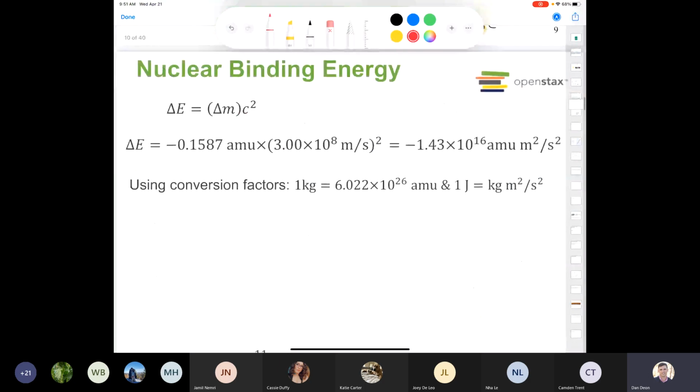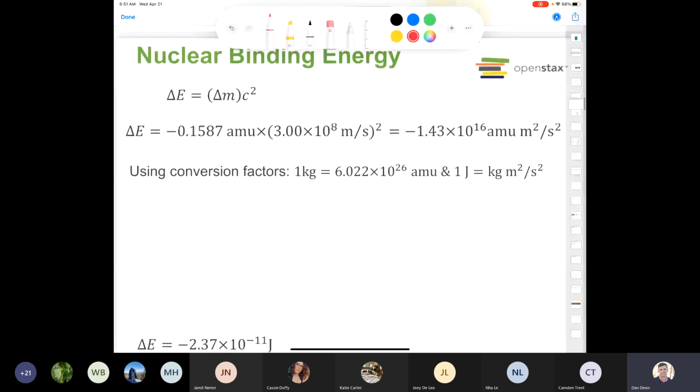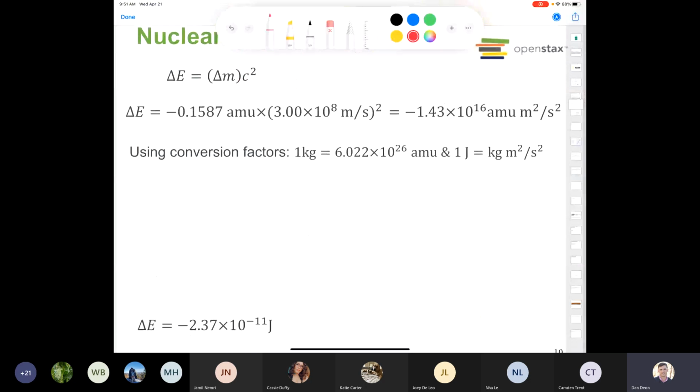Well, let's analyze it using our mass defect. So the mass defect that we calculated on the last slide was negative 0.1587 AMU. If we multiply that by the speed of light squared, we end up with this number right here. Negative 1.43 times 10 to the power of 16 atomic mass units times meter squared divided by second squared. Well, we can use these conversion factors in order to convert these units into joules. How would I do that?